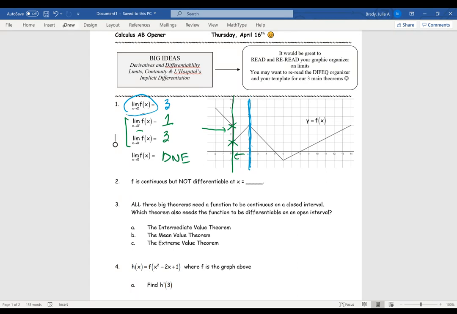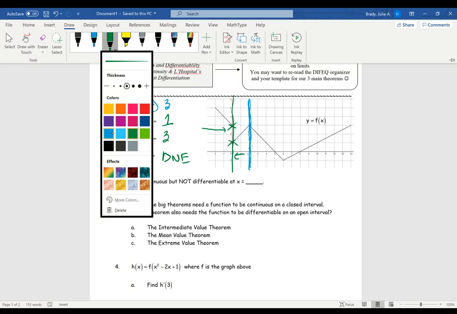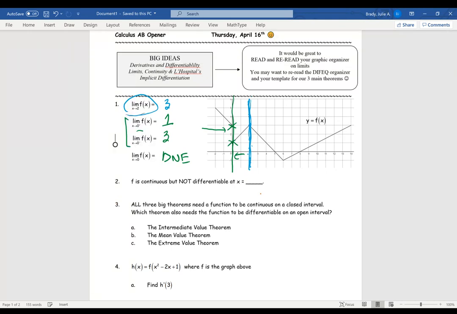Okay, so let's look at the next one. Let's do blue. Let's do orange. Okay, so we need the function to be continuous. The function is not continuous here. That's a jump discontinuity. That has a point of discontinuity. It's a removable discontinuity, because if you filled that point in, it would be continuous. So those points don't count.